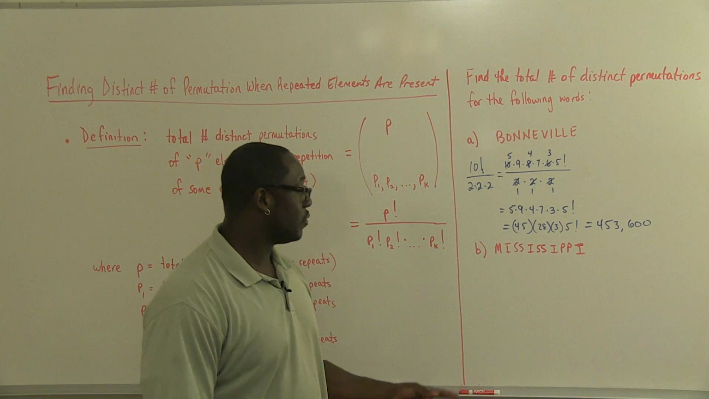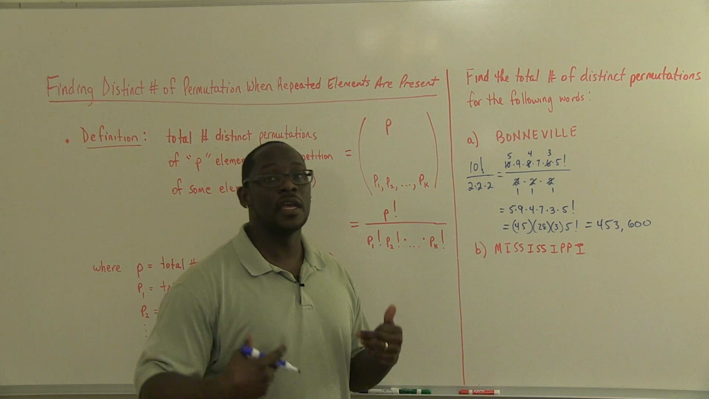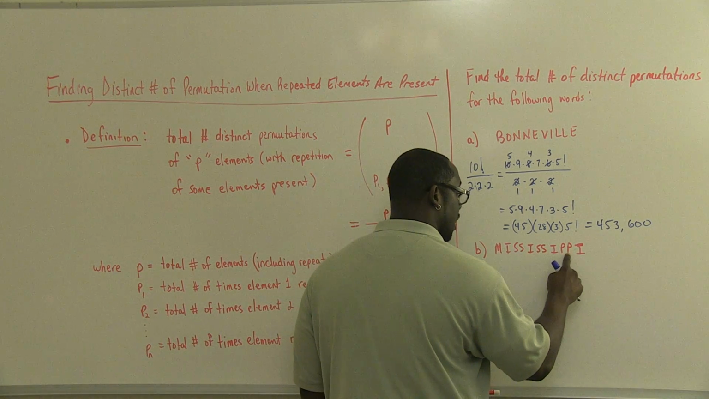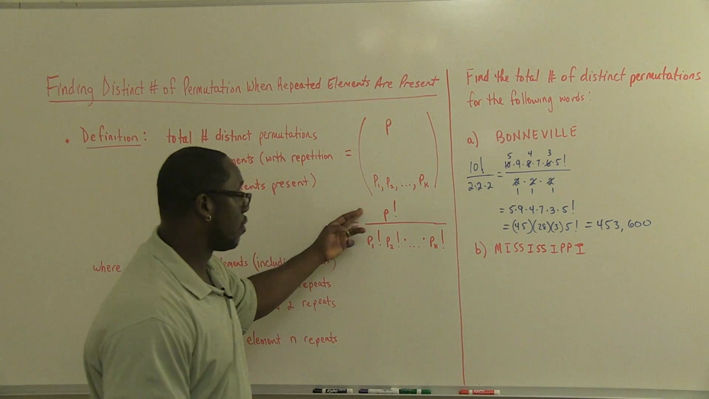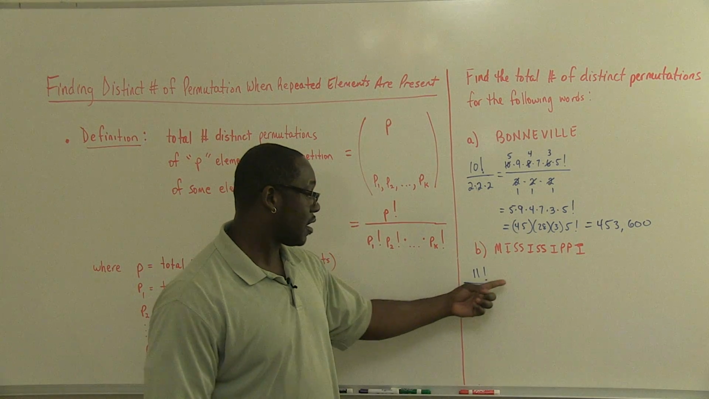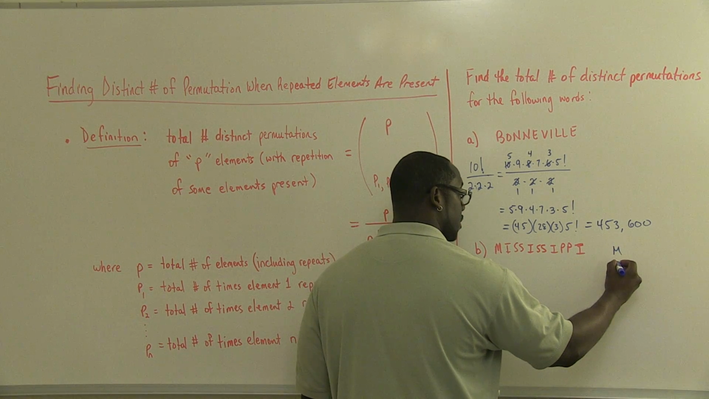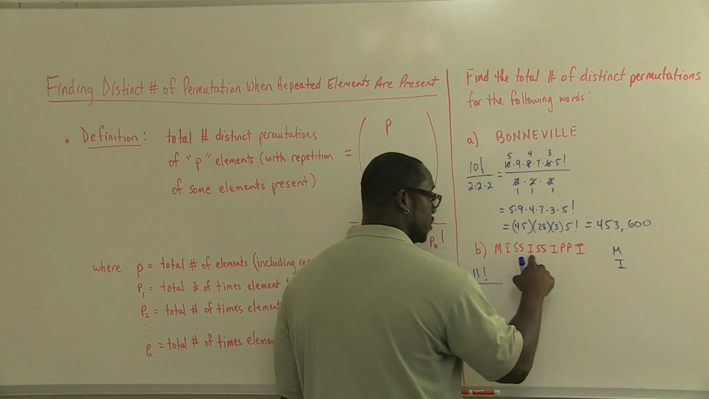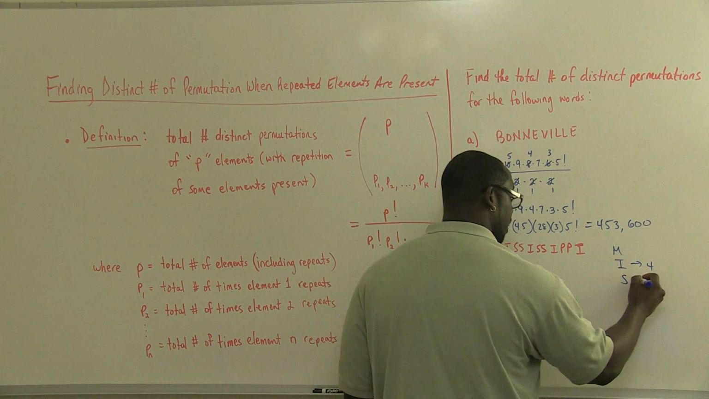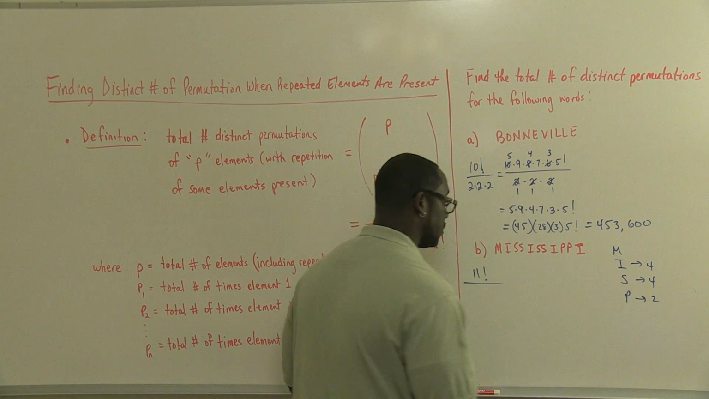Okay? So again, we want to count how many total letters we have, and then after that we want to figure out how many distinct ones we have and how many times they repeat. So we have 1, 2, 3, 4, 5, 6, 7, 8, 9, 10, 11. So according to our formula here, we would say that this is 11 factorial. And then here we need to figure out how many distinct letters we have and how many times they repeat. So Mississippi has an M, has an I, and it repeats 1, 2, 3, 4 times. Has an S, 1, 2, 3, 4 times. And we have a P, shows up 2 times.